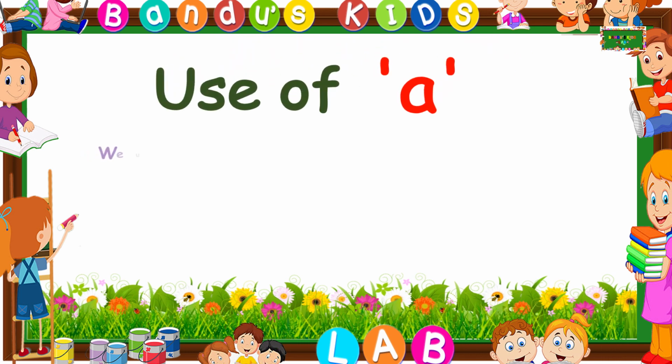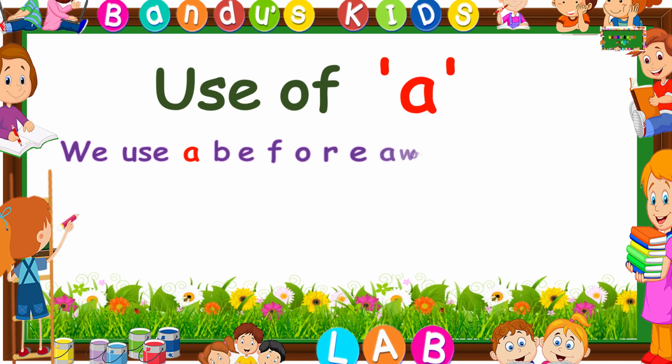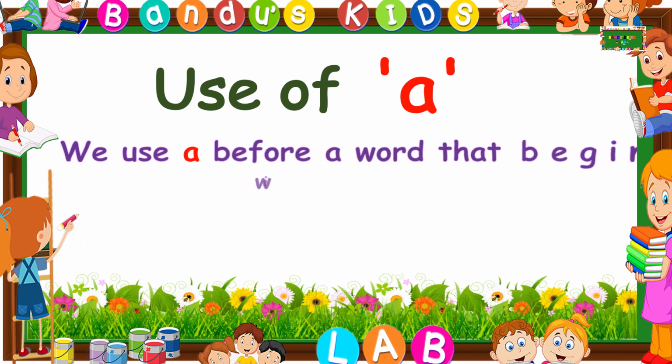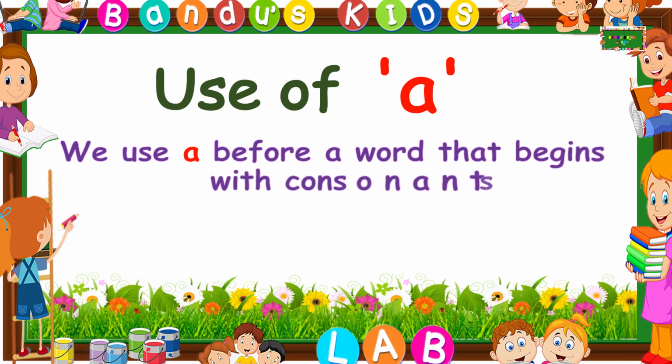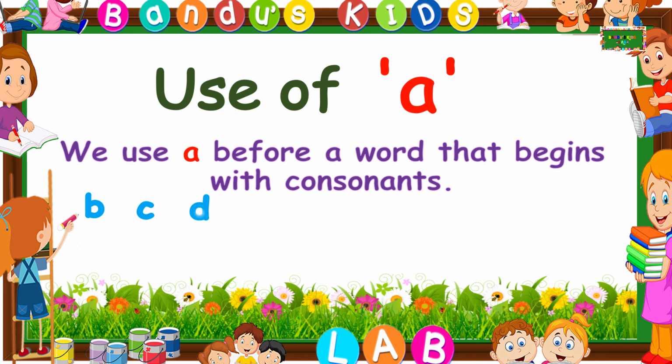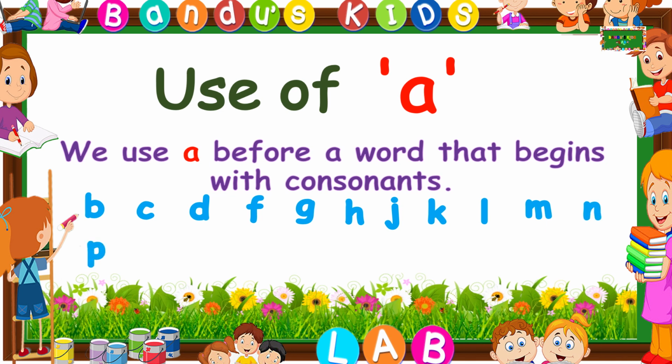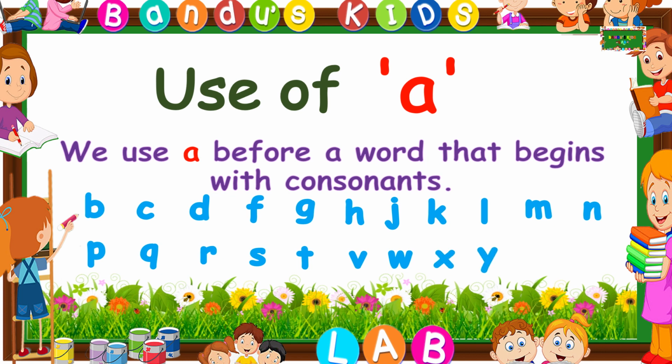Use of A. We use A before a word that begins with a consonant, like B, C, D, F, G, H, J, K, L, M, N, P, Q, R, S, T, V, W, X, Y, and Z.